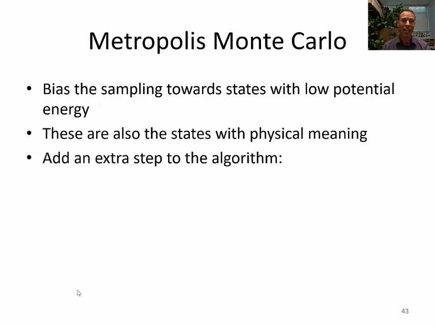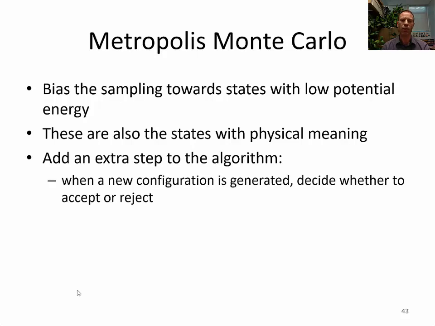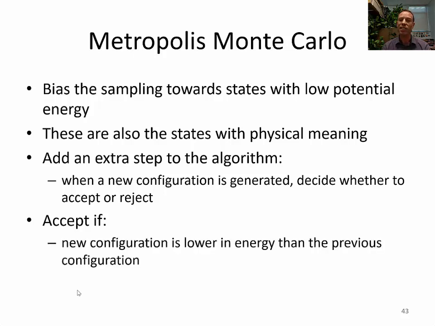The way this works is we actually add an extra step to the algorithm. We've got one conformation, and now we want to make a new conformation. The Metropolis algorithm has a step which decides whether, when we go from an existing conformation to a new conformation, we accept it or not. The previous algorithm just automatically generates a new conformation and you move on. Here we've got a decision to make. We will accept and move to the new conformation if the new configuration is lower in energy than the previous one. So if it's lower in energy on the potential energy surface, we will take that step. We'll go to a lower energy structure.